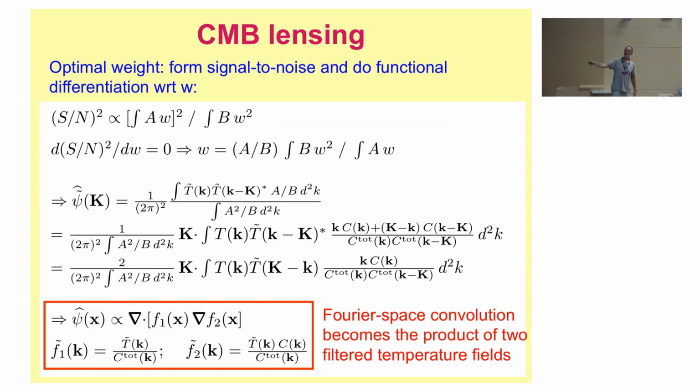And then having made those two fields, you just take the gradient of F2 and multiply it by F1, which overall makes a vector. You take the divergence of that vector, and that's the estimate of the lensing potential. Okay, I think, yes, thank you. That really helped.